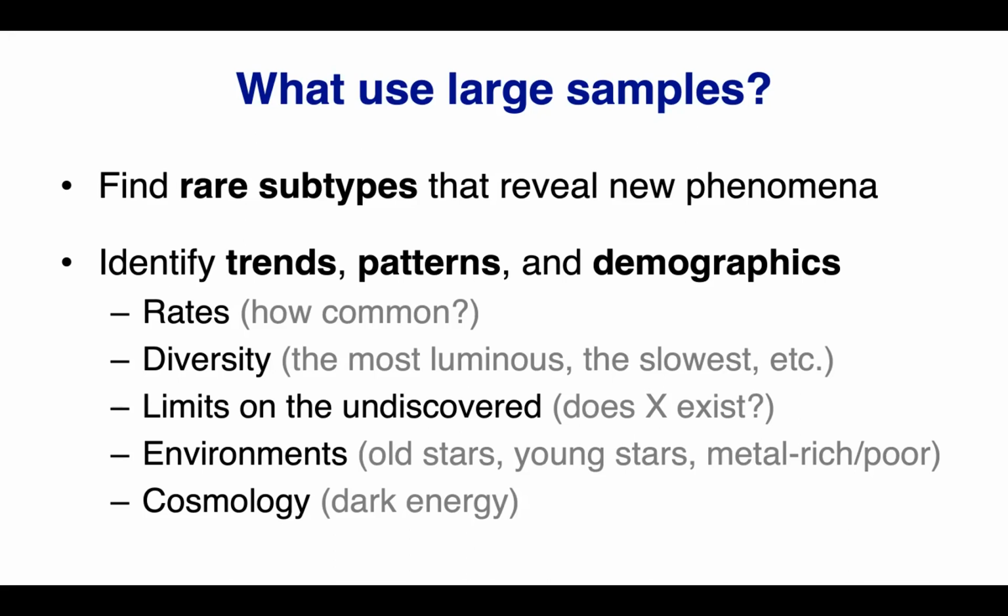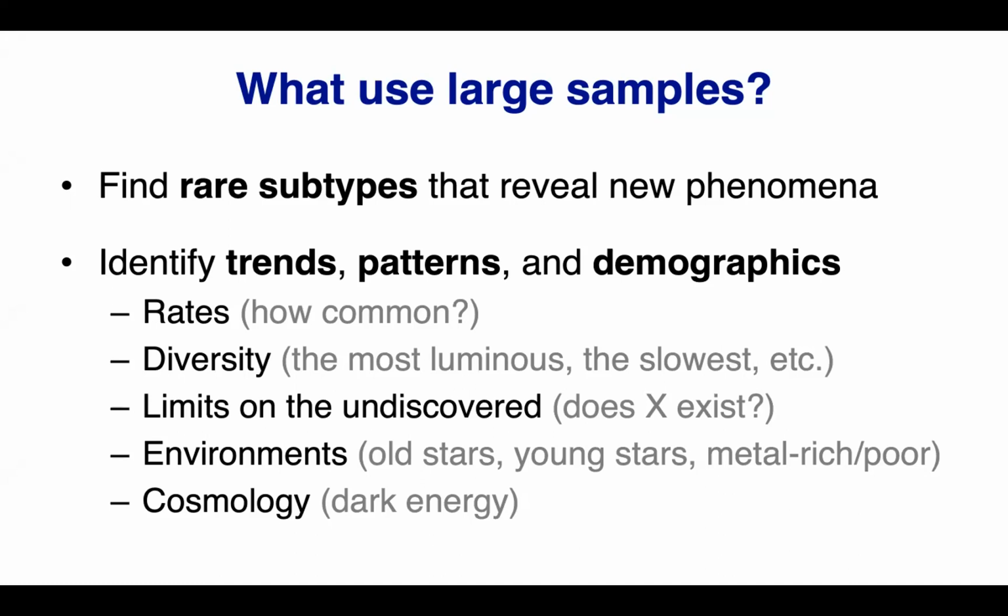But even among the common things, there's science to be done. There's trends, there's patterns, and there's demographics to study. So some examples of science cases that we might want to get from large samples of even common types of transients, like say type 1As or type 2 supernovae, are the rates. Exactly how common are these things? That can constrain various interesting scientific questions. I'll touch on a few of them towards the end of this talk.